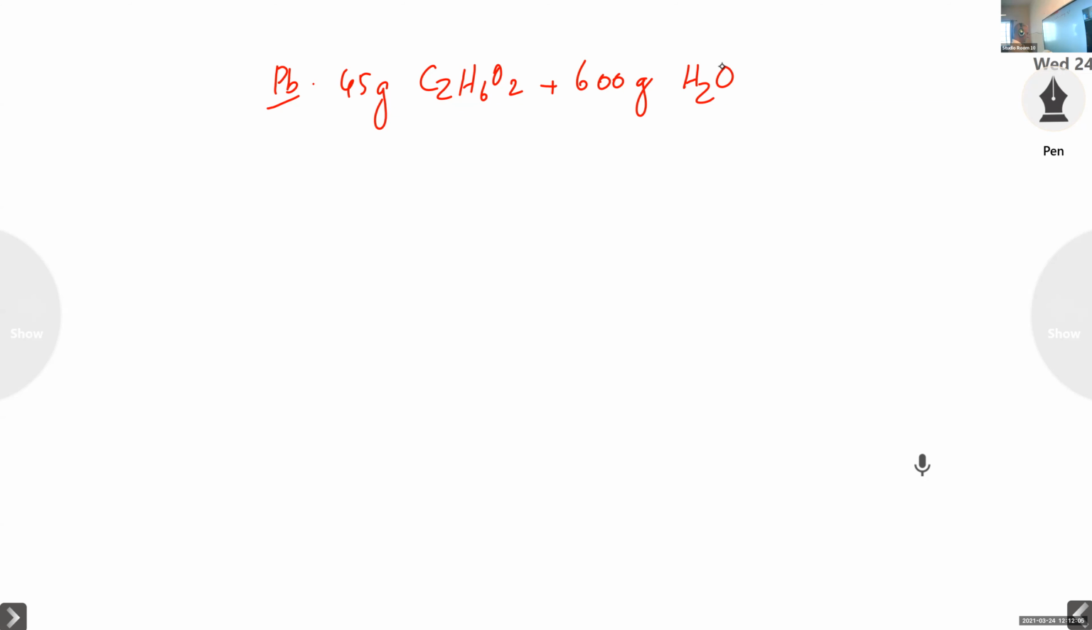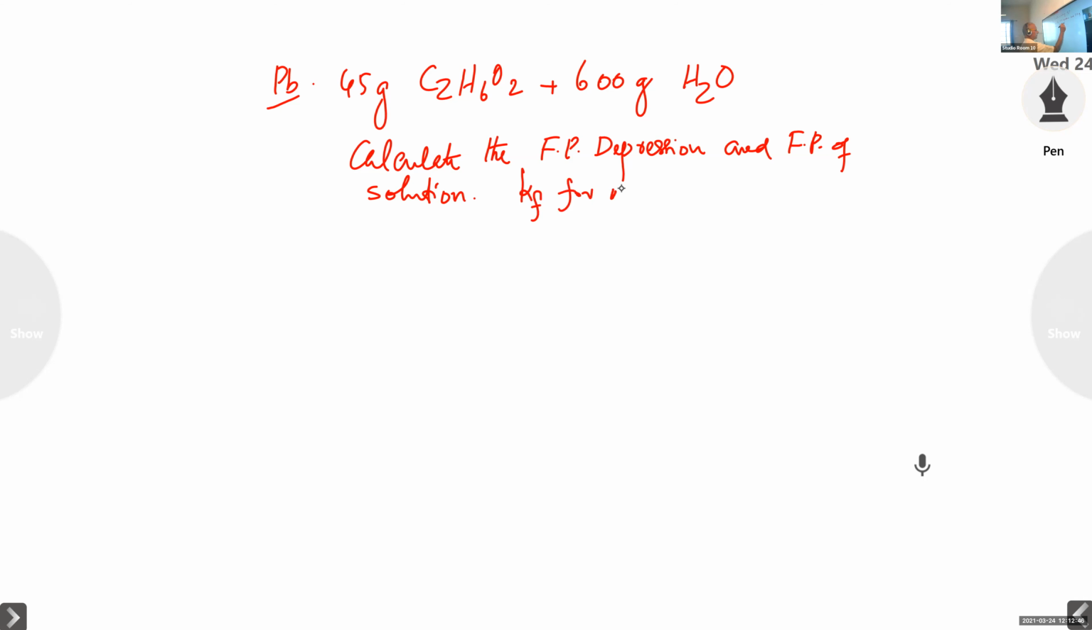Calculate the freezing point depression and freezing point of a solution. You are given Kf for water. Kf for water is equal to 1.86 Kelvin kilogram per mole. These are the data given.